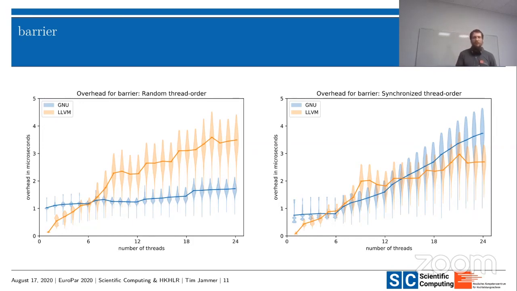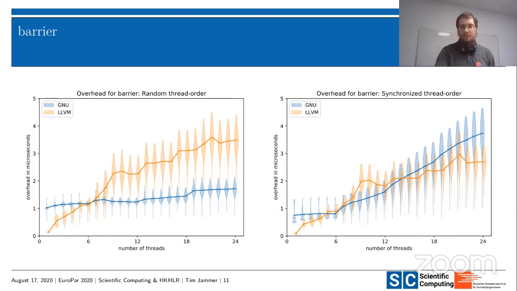Between the left hand and the right hand figure, the distinction is in the order that the threads enter the barrier. On the right hand side we have a synchronized thread order, which means that all threads arrive at the barrier at roughly the same time point. In contrast, on the left hand side we see a random thread ordering. This means that we have a time frame, and each thread uniformly at random picks a time point within this time frame and enters the barrier at that time point. So there is a small delay between the threads entering.